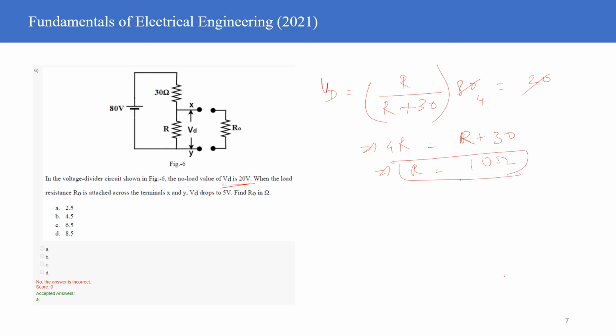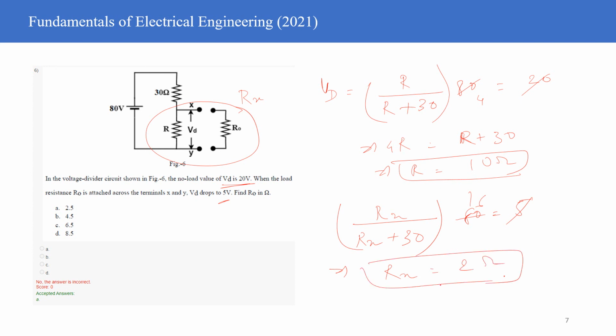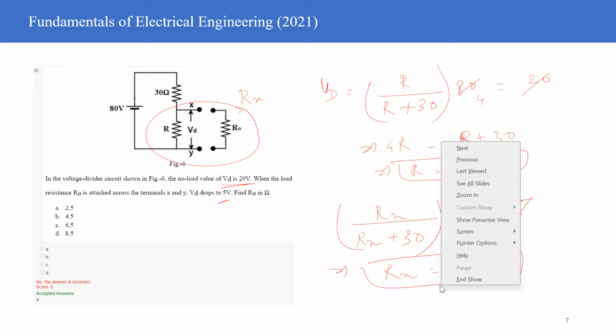Okay, good. Now you are saying that a load resistance is attached, and then VD comes out to be 5 volt. So let the effective resistance be Rx. Then Rx divided by Rx plus 30 ohm into 80 volts will be equal to 5 according to the question, right? So this is nothing but 16, and therefore Rx is equal to 2 ohms, right? I'm just doing the calculations in my mind.